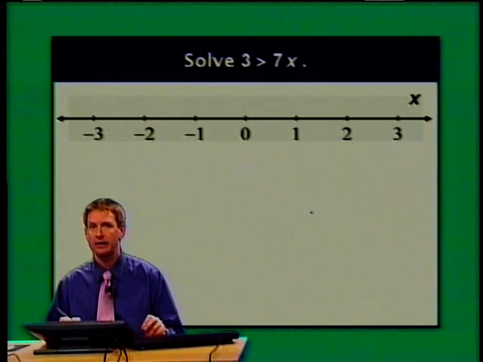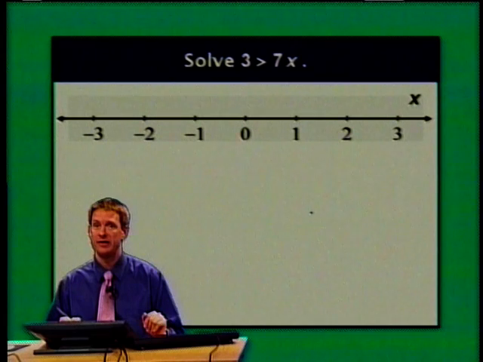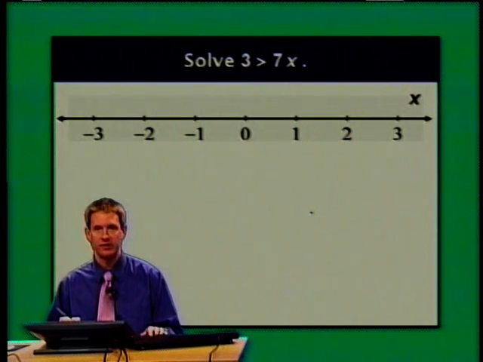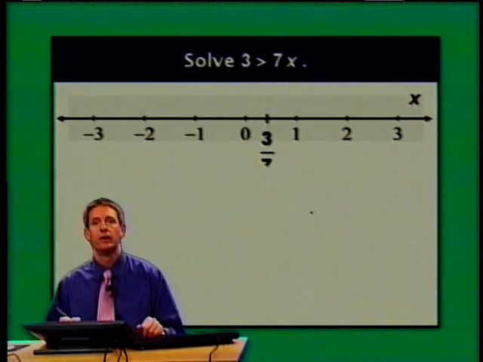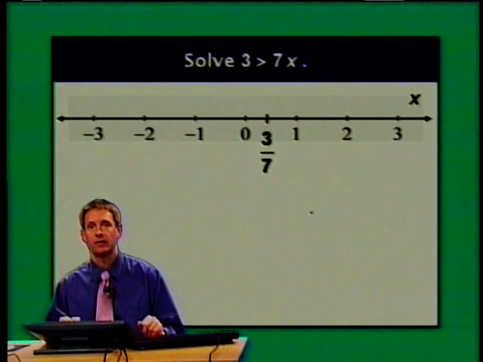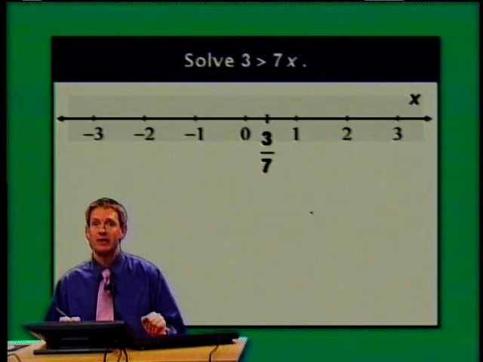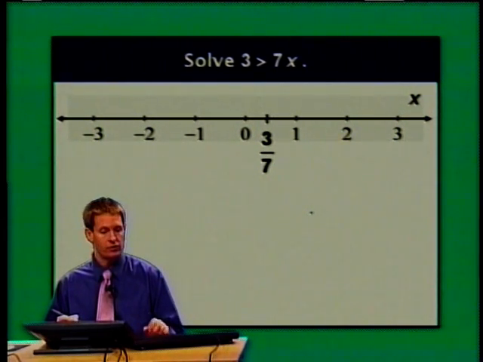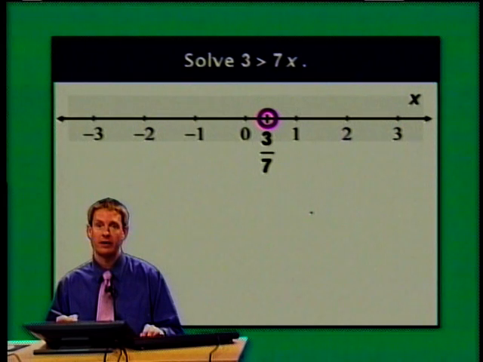3/7 is almost halfway between 0 and 1, but it's a little bit closer to 0 than 1. So there's my point 3/7. The endpoint is not included in the solution here because I don't have an equal bar in my inequality symbol. So I'm going to put an open circle at the point associated with 3/7.